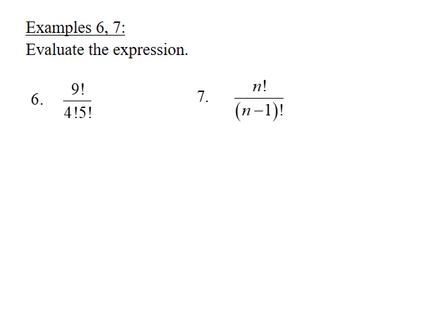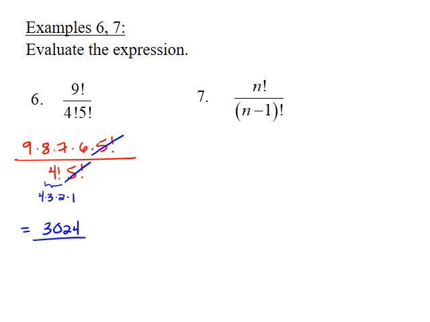Let's look at some more examples. This can be written as 9 times 8 times 7 times 6 times 5 factorial over 4 factorial times 5 factorial. This will cancel out. And then I can write this 4 factorial as 4 times 3 times 2 times 1. Nothing else cancels. Plugging this into my calculator, I get 3024 divided by 24. This results in 126.